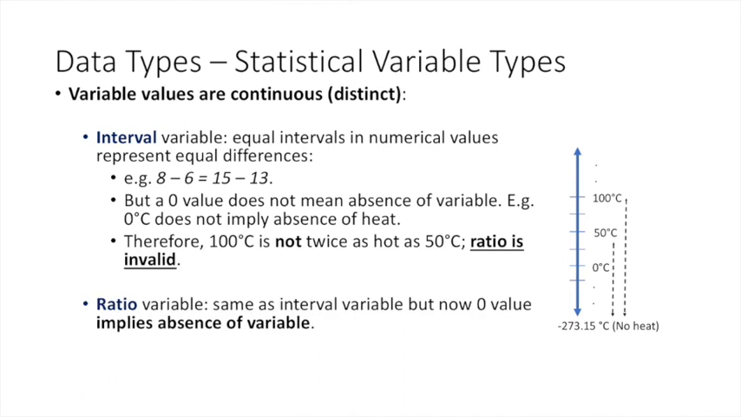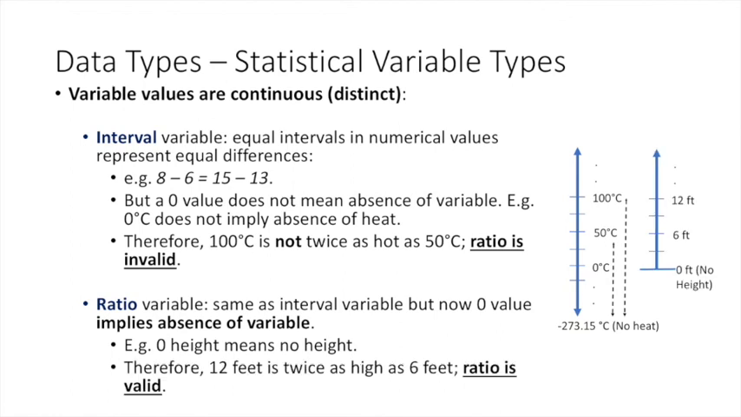In contrast, ratio variables are those interval variables where a 0 value means absence of the variable. For example, 0 height means no height. Therefore, 12 feet is twice as high as 6 feet. That is to say that the ratio of 2, or twice, makes perfect sense.